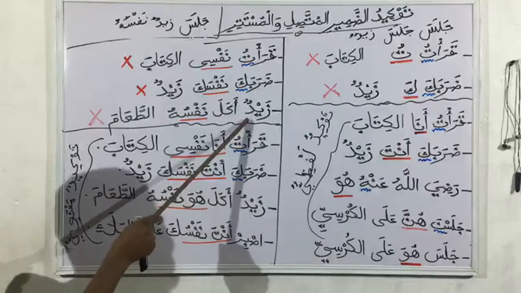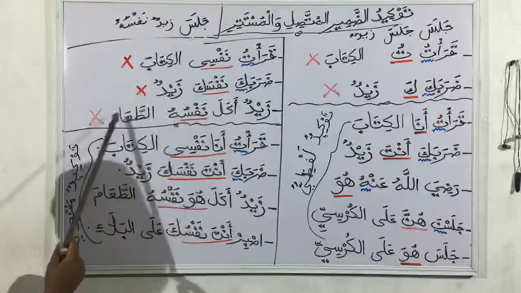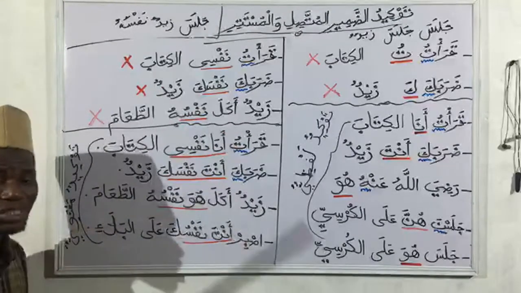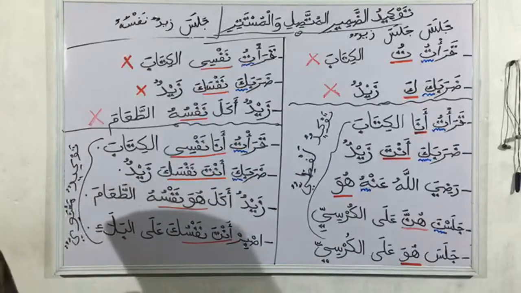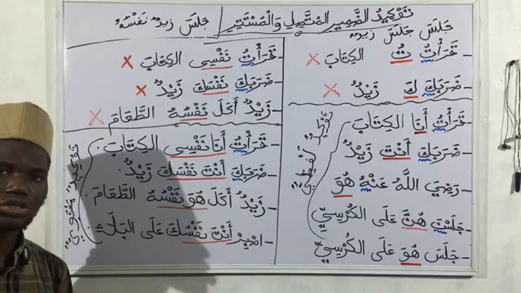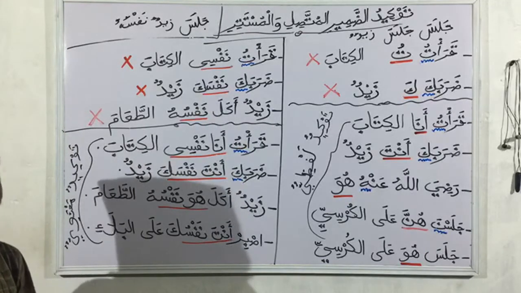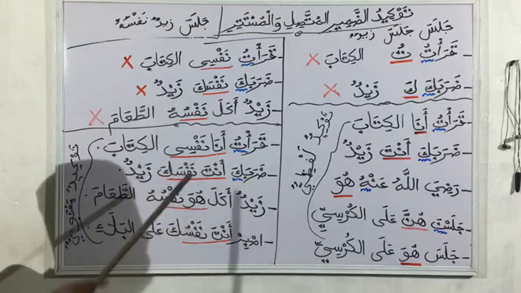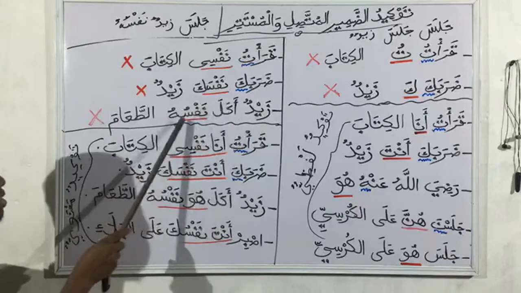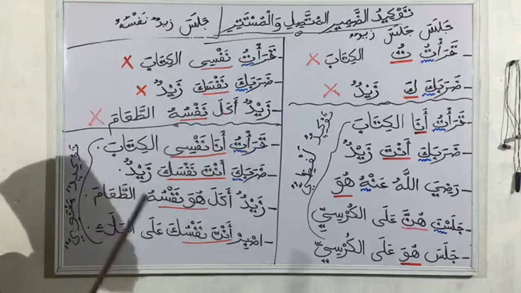Then lastly here, Zaydun Akala Nafsuhu At-Ta'ama, Zayd ate the food. He himself ate the food. He was not fed the food. He himself used any means. He ate the food by himself. So I'm re-emphasizing the meaning. Also, you cannot write it like this directly. You cannot write it. So how do you write it?